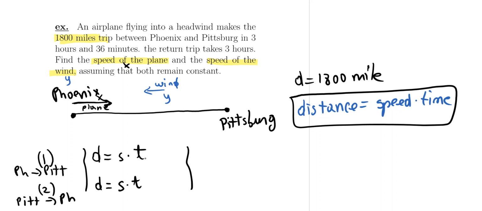So what's the distance from Phoenix to Pittsburgh? It's going to be still 1,800 miles. But what is the rate?